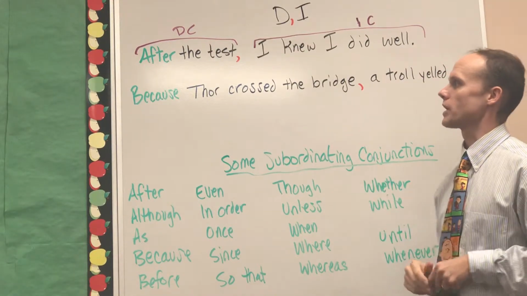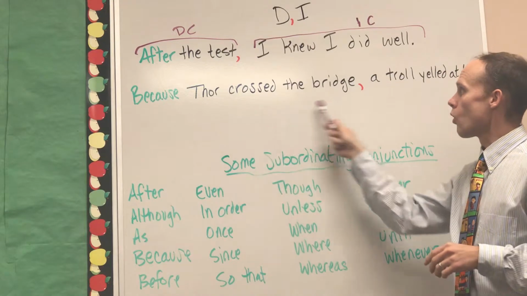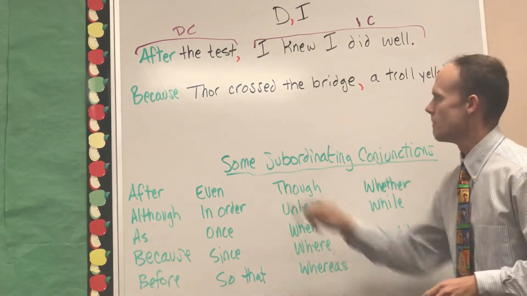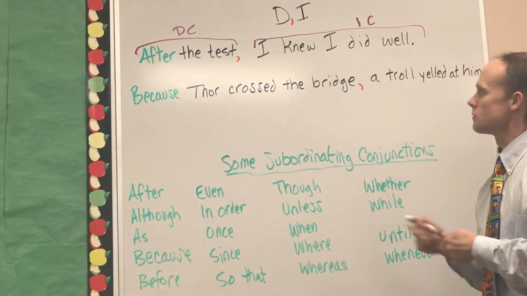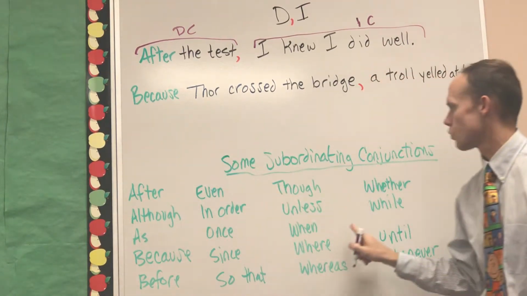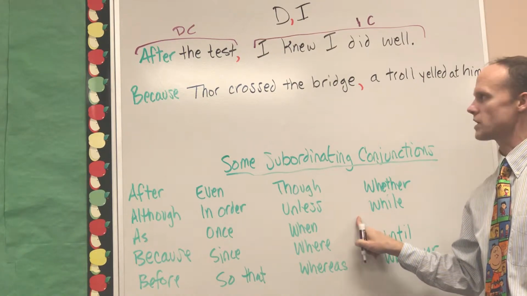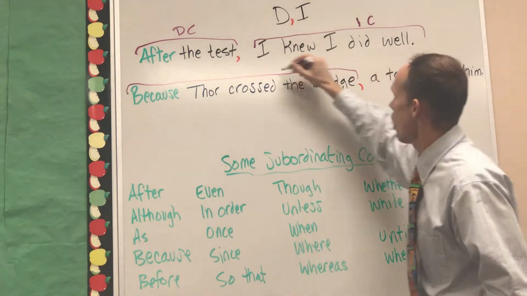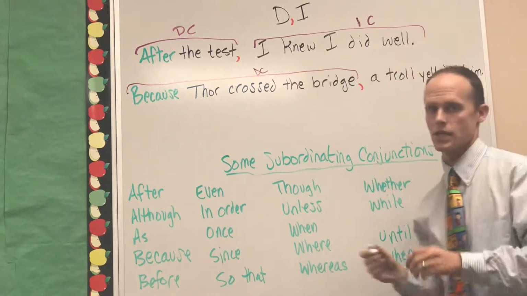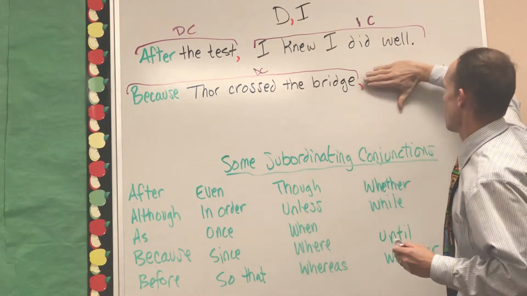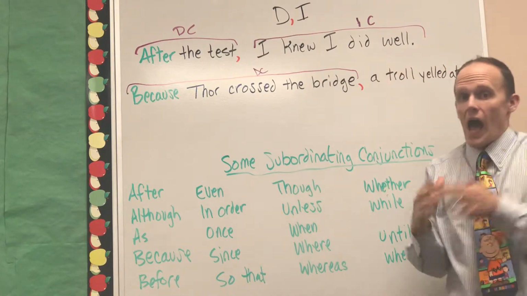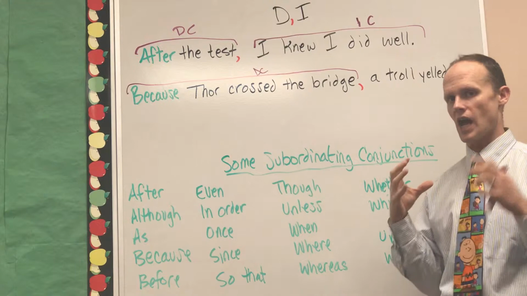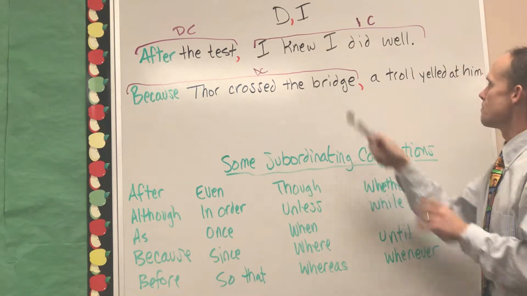Okay? Let's take a look at the next one. Because Thor crossed the bridge, a troll yelled at him. Mean troll. All right? We have because Thor crossed the bridge. Because is one of my subordinating conjunctions. Once that's put in there, that makes this entire clause a dependent clause. It's an incomplete thought. If I have this covered up, because Thor crossed the bridge, I don't know what's going on. Well, what happened to Thor? Cliffhanger, right? It's not a complete thought, okay?